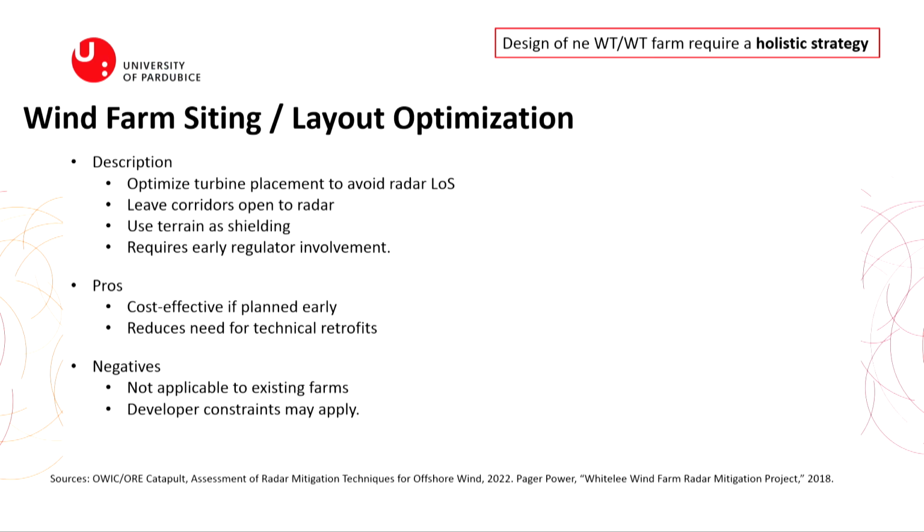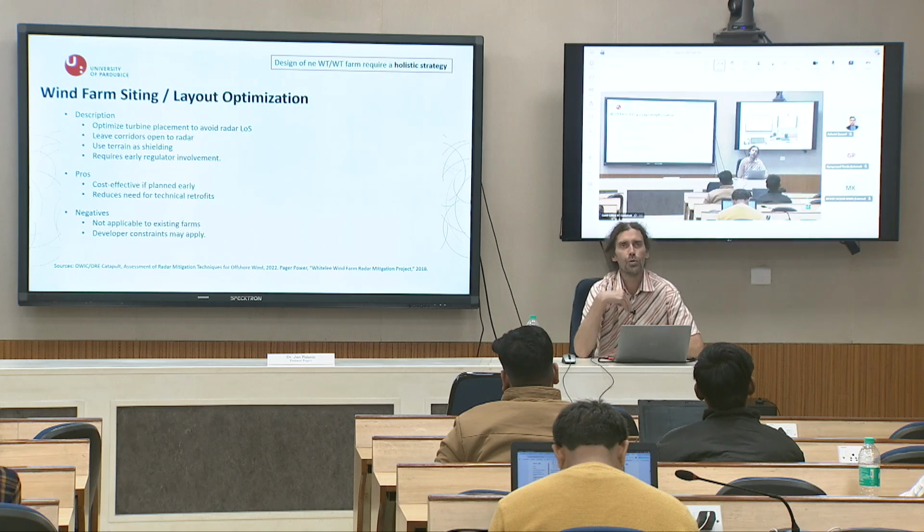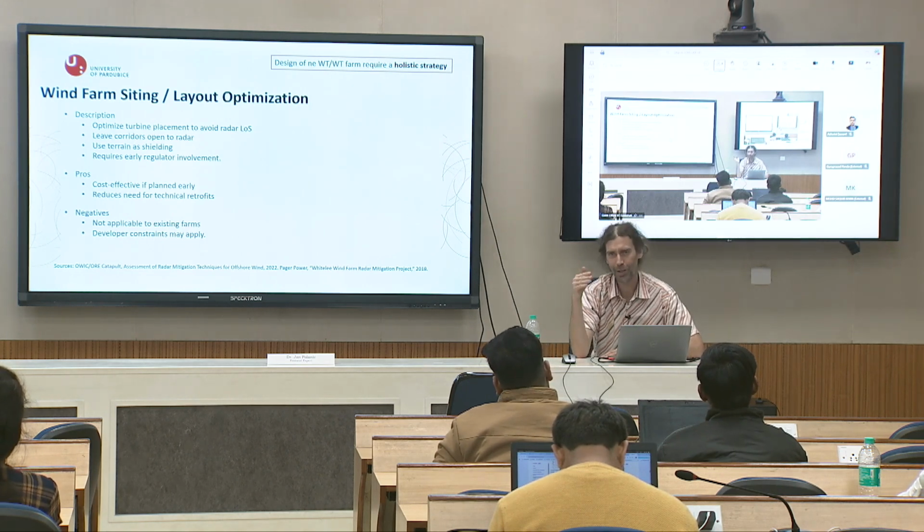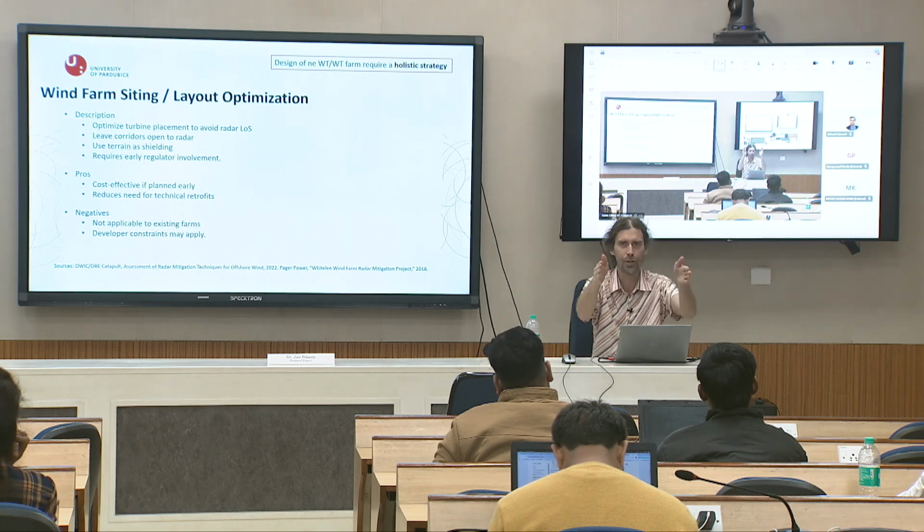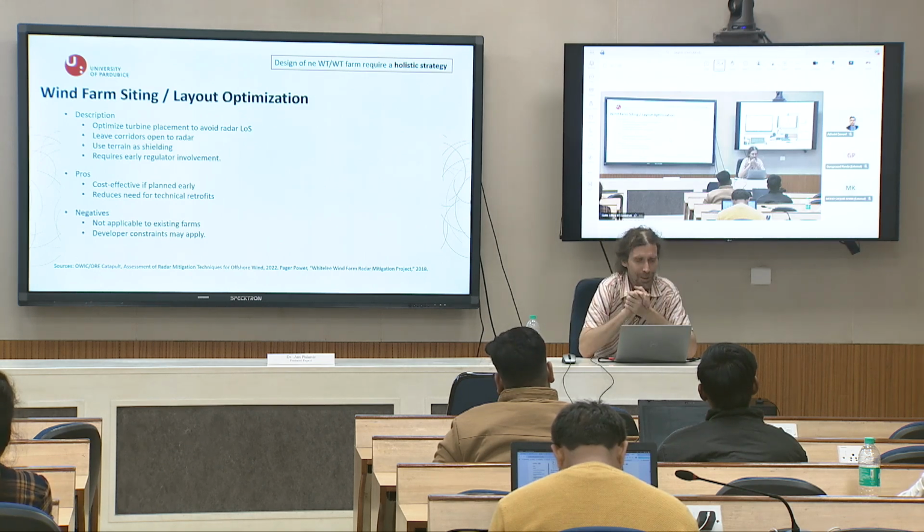Then there is wind farm siting and layout optimization: optimize turbine placement to avoid radar line of sight, leave corridors open to the radar, use terrain as shielding. It is a good one. It requires early regulator involvement. It is for future development of turbines, and it is good and relatively easy. So, okay, how to say? It is good for radar system engineers. It is not good for developers of wind turbines, because they forbid you. No, there you can, because there we have a corridor. But you get my point.